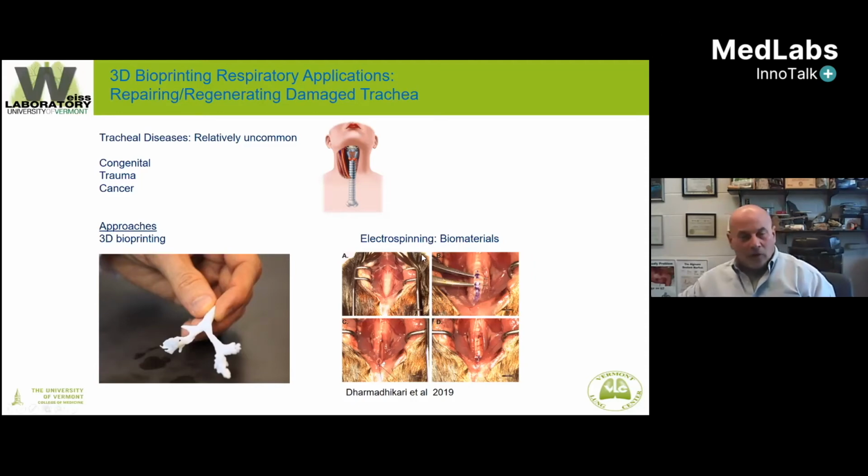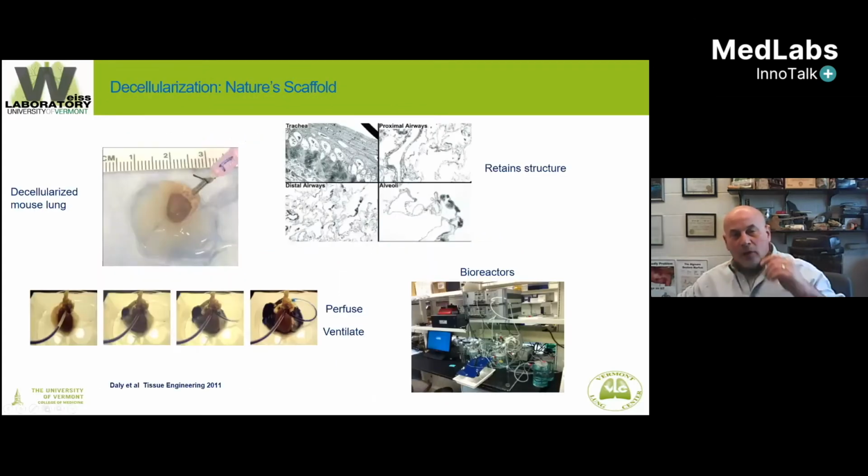Other techniques, I'll just show you one in particular, again using engineering approaches, electrospinning, to create new biomaterials to use for tracheal replacements, if you will. But what about the lung? Lungs are very complicated, and it's tough to 3D bioprint or electrospin. So it turns out, when you go back and think about scaffolds, that the lung itself is its own best scaffold.